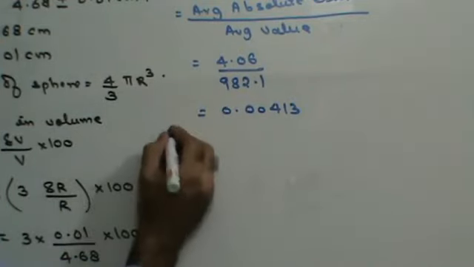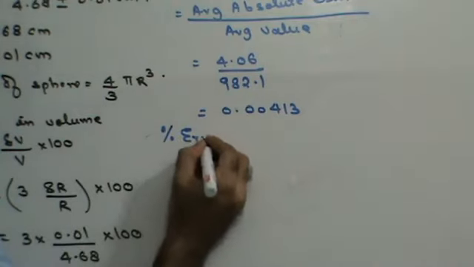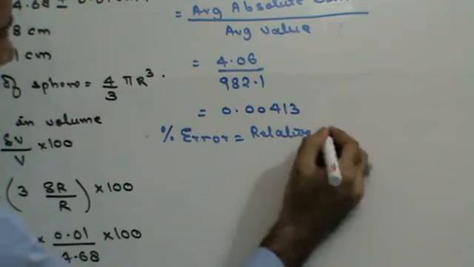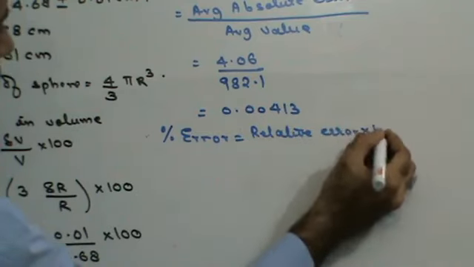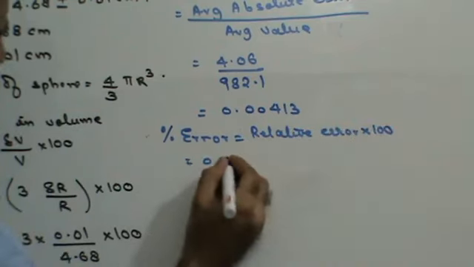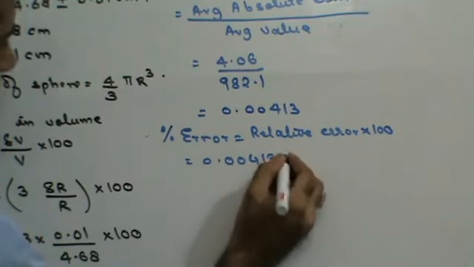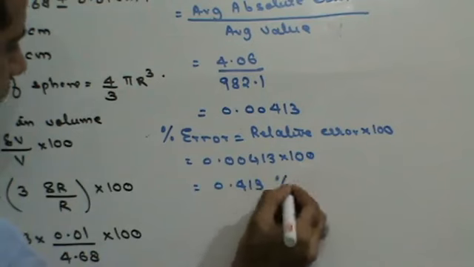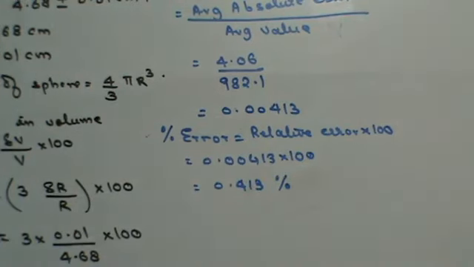Once you have this, you can find the percentage error. Percentage error is nothing but relative error into 100. So that's 0.00413 into 100, that's 0.413%. Right? So that is going to be my percentage error in the measurement of G.